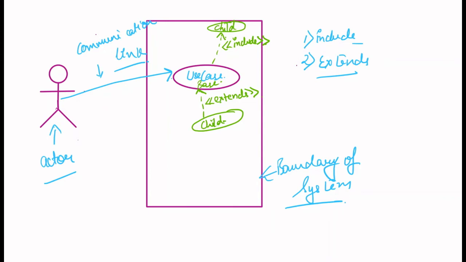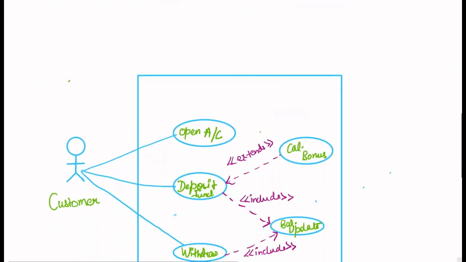Second is extend. Extend is not mandatory, but there can be chances. Suppose when you are swiping your card or taking some money out from the ATM, the ATM asks you whether you want a receipt or not. So this comes under the extends categorization. Let's see more from the example.